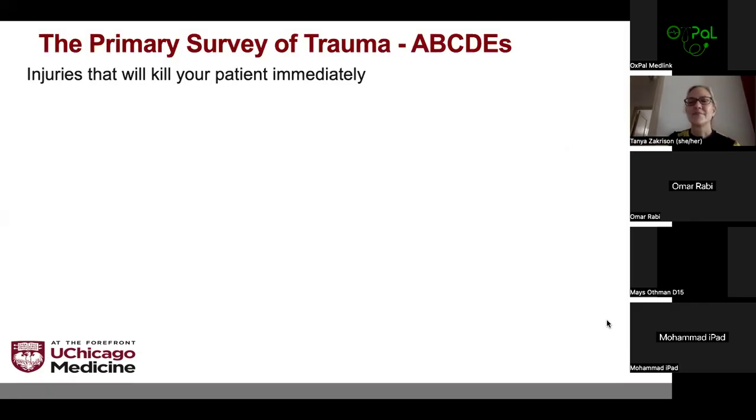Yes, sure. The ABCD stands for airway, breathing, circulation, and environment, and D is for the Glasgow Coma Scale. I might have mixed them up a little bit. No, that's perfect. That's very good. And Mazin or Mohammed, do you want to add anything to what Omar said, which was fantastic? Yes, I think E also stands for the exposure of the patient sometimes.